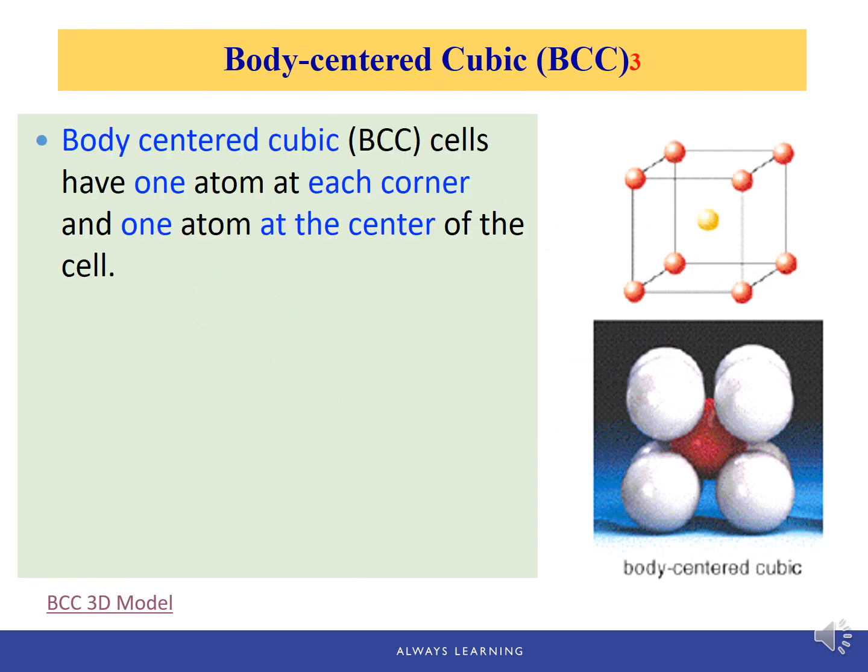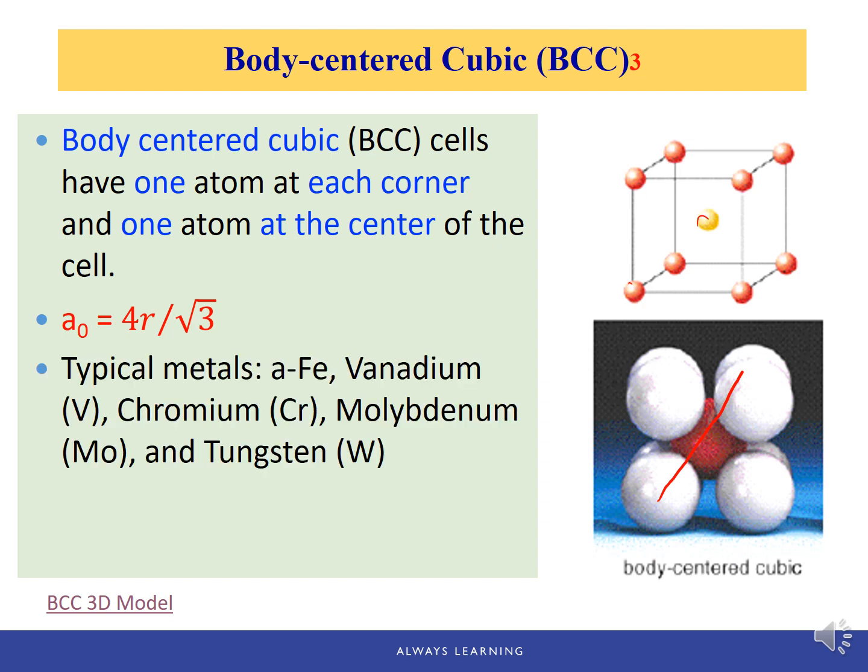In summary, the BCC structure has one atom in each corner and one atom in the center of the cell. And the relation between the lattice parameter A0 and the atomic radius is A0 equals 4r over square root of 3. So the main point here is we need to know that along the body diagonal, the three atoms are in touch, and then we get the relation between the lattice parameter A0 and the atomic radius r. Metals that have BCC structures include alpha iron, vanadium, chromium, molybdenum, and tungsten.